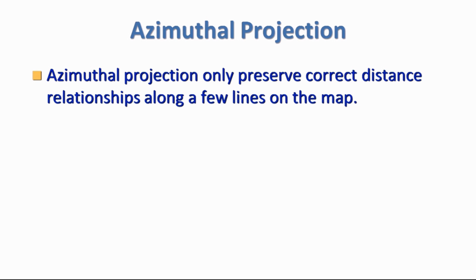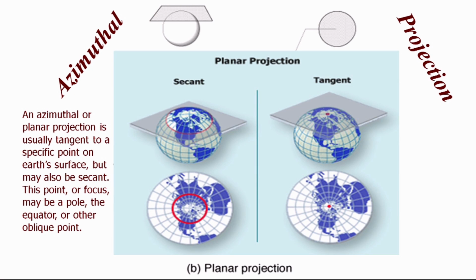In azimuthal projections, you keep the sheet flat and touch it wherever you want, in a physical model, or assume so in mathematical models. Azimuthal projection only preserves correct distance relationships along a few lines on the map, and there can be two major types. Instead of assuming a tangent touching at the poles, you can assume something like this as well. Again, depending on where the country is located, you go for true shape and size, and it may be suitable for a particular country and not suitable for other countries.